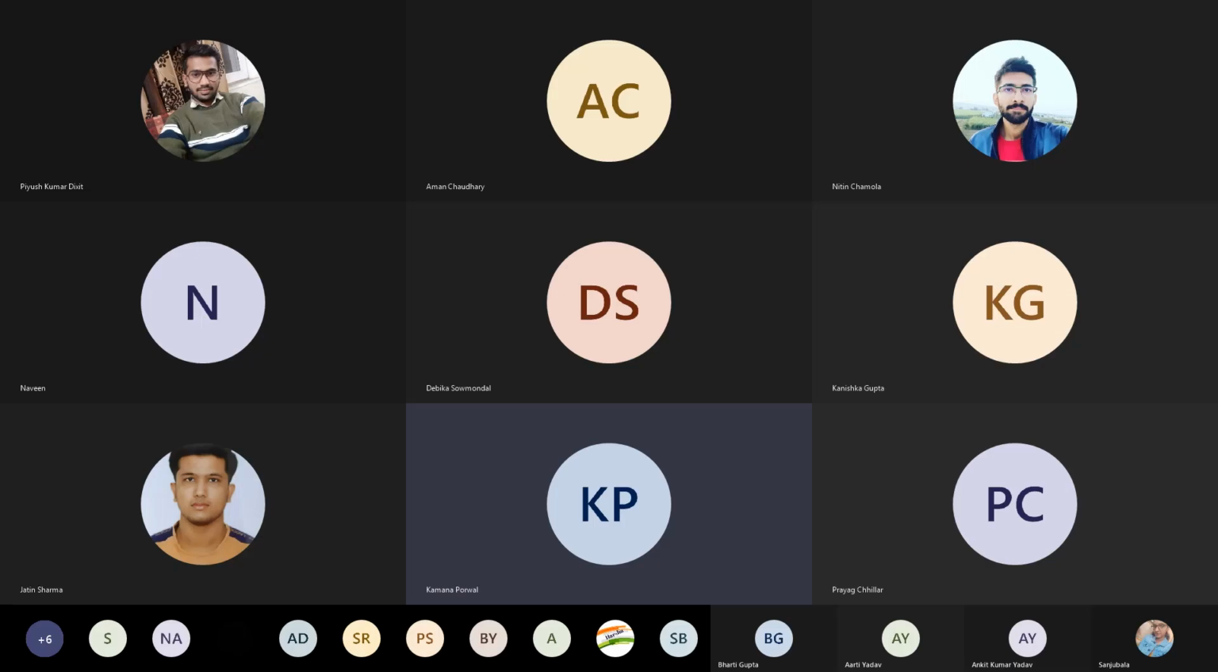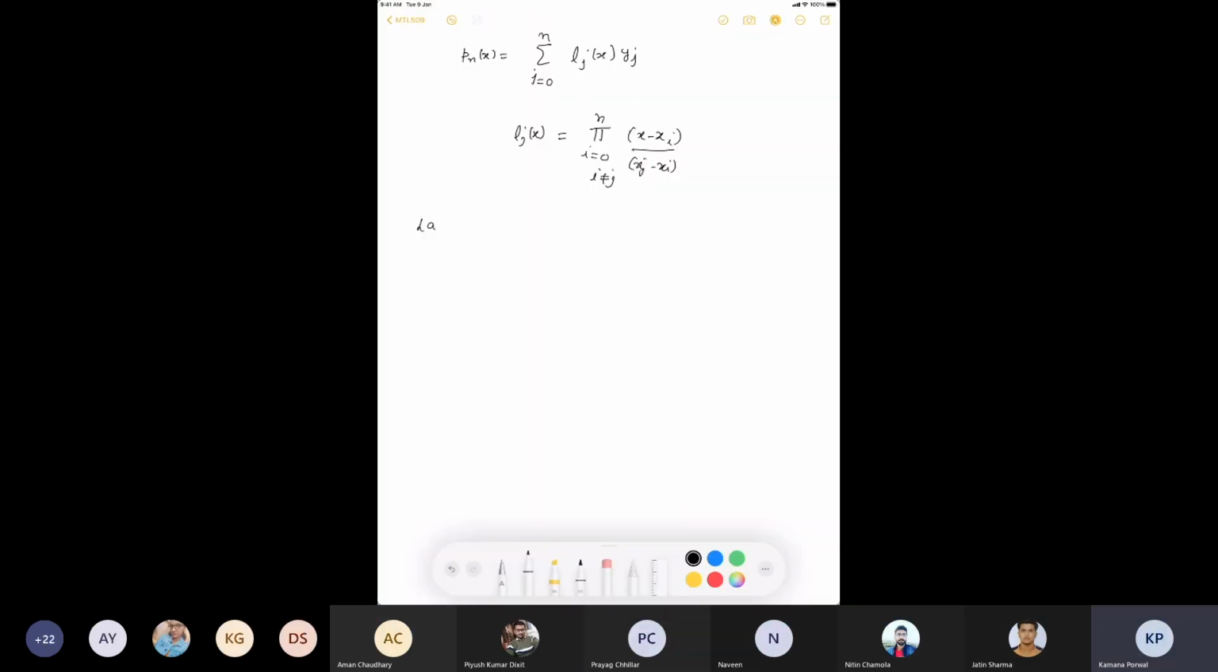Interpolation error. That is, if we are finding the approximation of the function at some point, say x, then what is the error in this approximation? That is, it is going to be f(x) minus p_n(x), where these y_i's we are taking as f of x_i. So what is this Lagrange interpolation error?